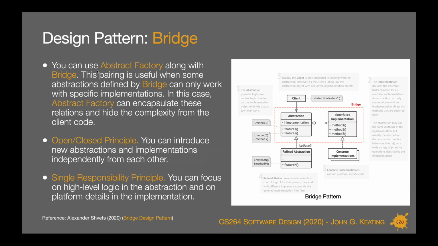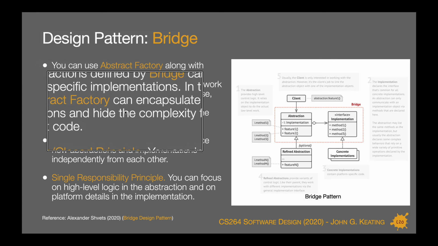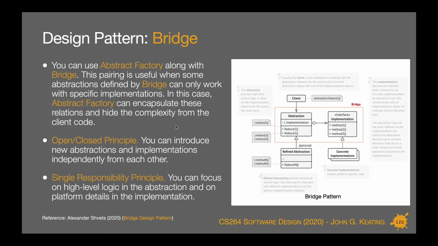You can use an abstract factory together with bridge. And the pairing is really useful when some abstractions defined by bridge can only work with specific implementations. In this case, the abstract factory can encapsulate the relations that hide the complexity from the client code. So, you know, in the earlier lectures we looked at how we might use abstract factories to generate shapes. So now you could use an abstract factory to generate your shape and then utilize the bridge in order to be able to generate some color or style.